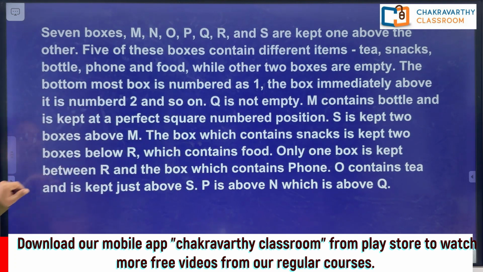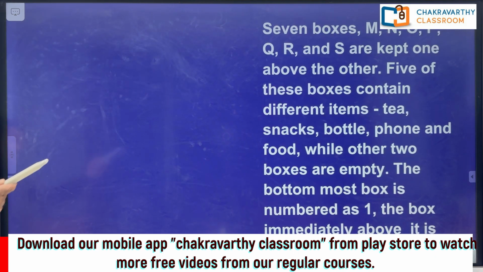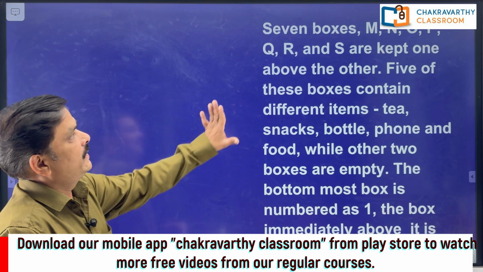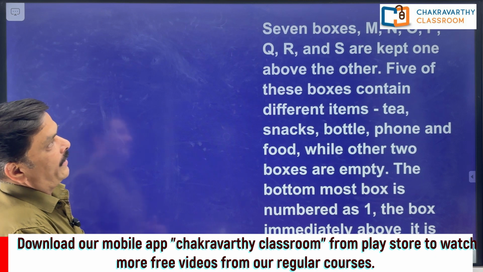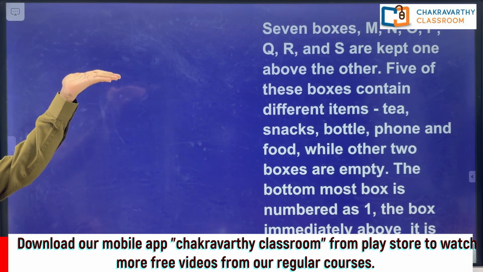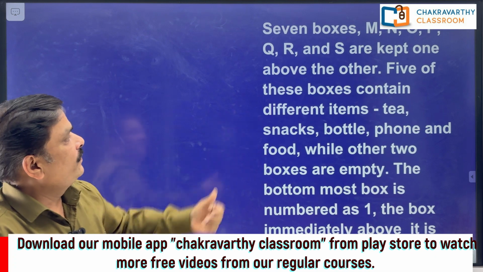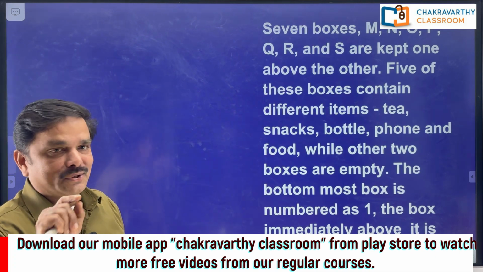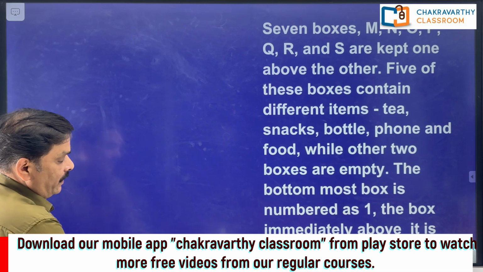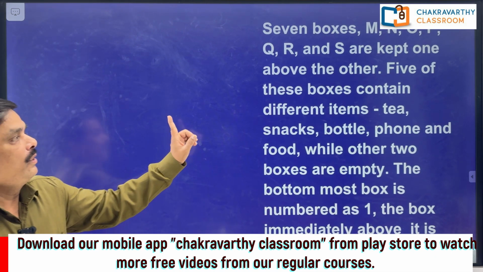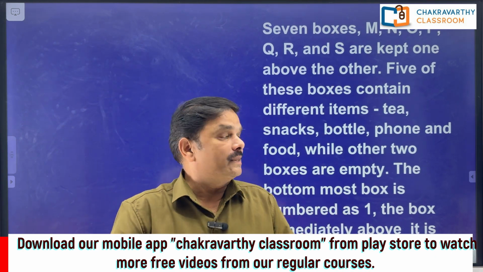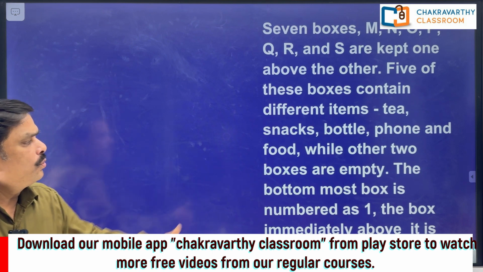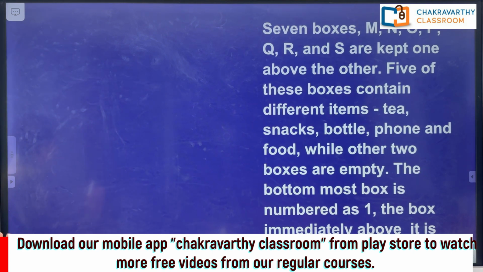Okay, now let's make a note of this one. Then after that, I'll solve this question for you. I've just taken the question here, how they have given it. 7 boxes are given, named M, N, O, P, Q, R and S, kept one above the other. Simple information. 5 of these boxes contain different items. This is important. Instead of giving all 7 items, they have given only 5 items. So 5 boxes contain some items, 1 item each, whereas obviously 2 other boxes are empty. As simple as this one.